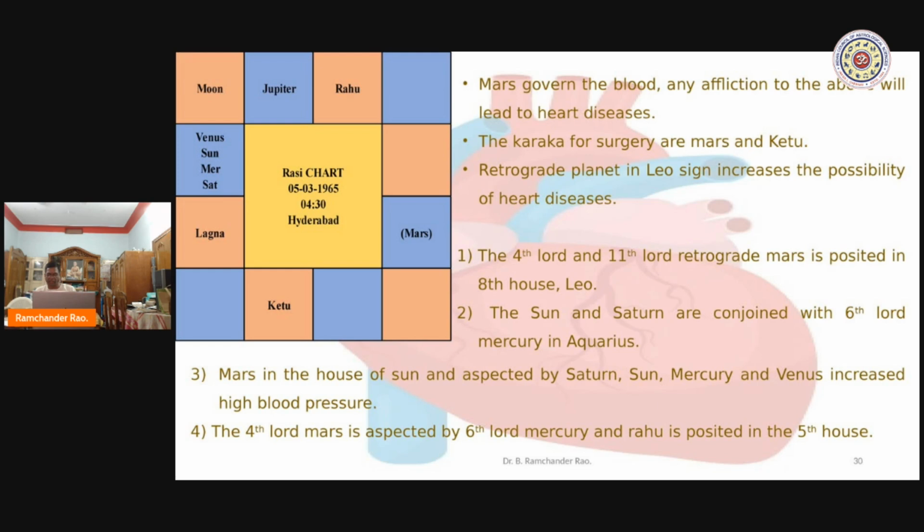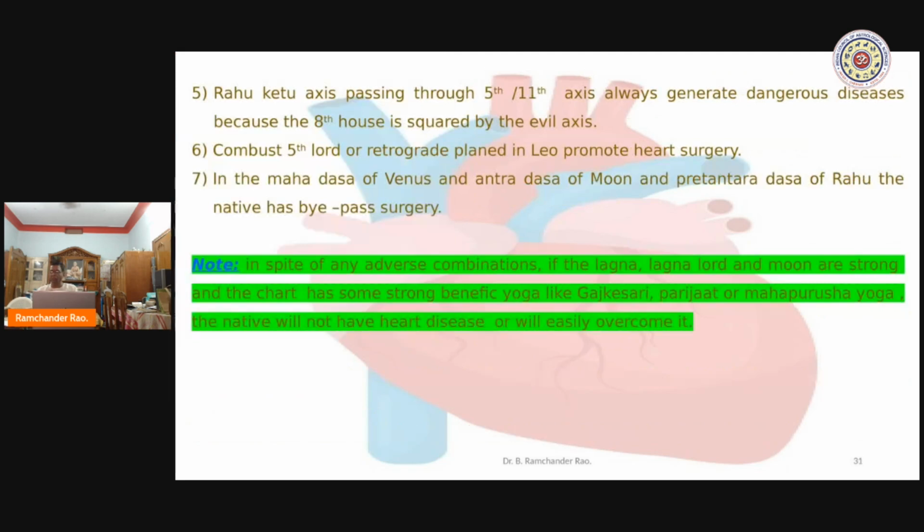Now, next. This is also a thumb rule. The Rahu Ketu axis passing through the 5th and 11th axis always generates dangerous diseases because the 8th house is squared by the evil axis. That is very, very important. If it is in the 5th, the 8th house will get squared by the evil axis.